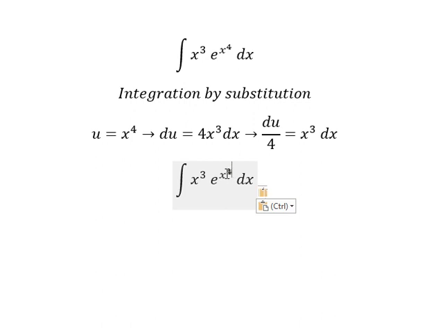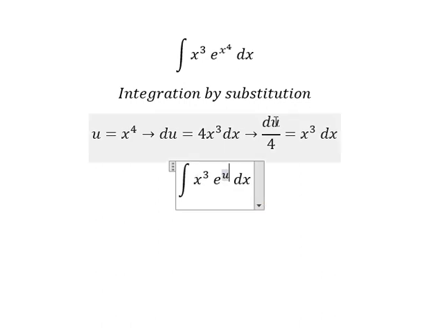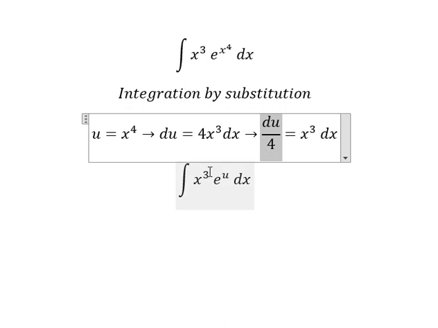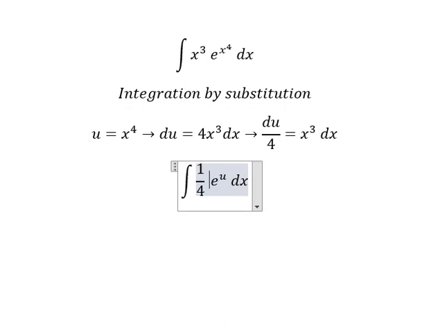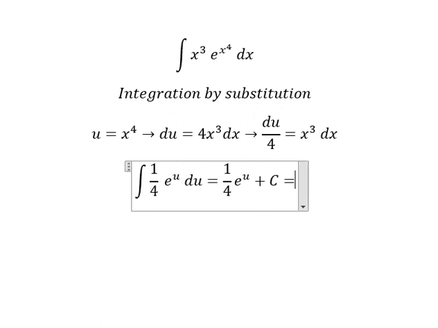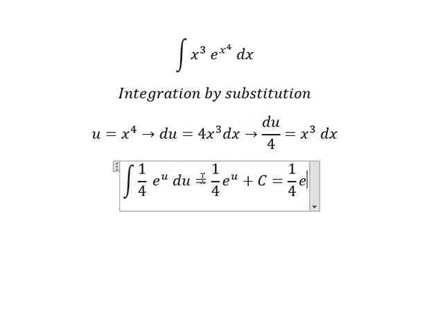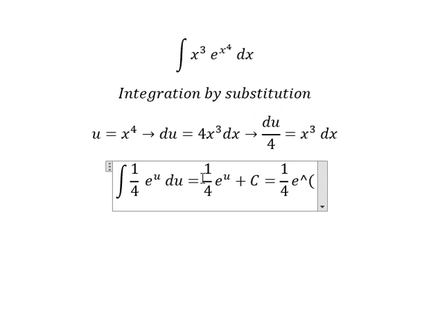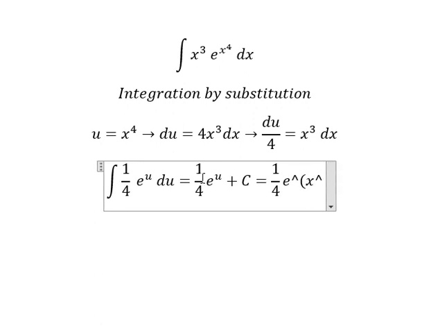This one we change for u. This one we change for du over 4. And now we have the final answer. Integral of e to the power of u, that is e to the power of s to the power of 4.